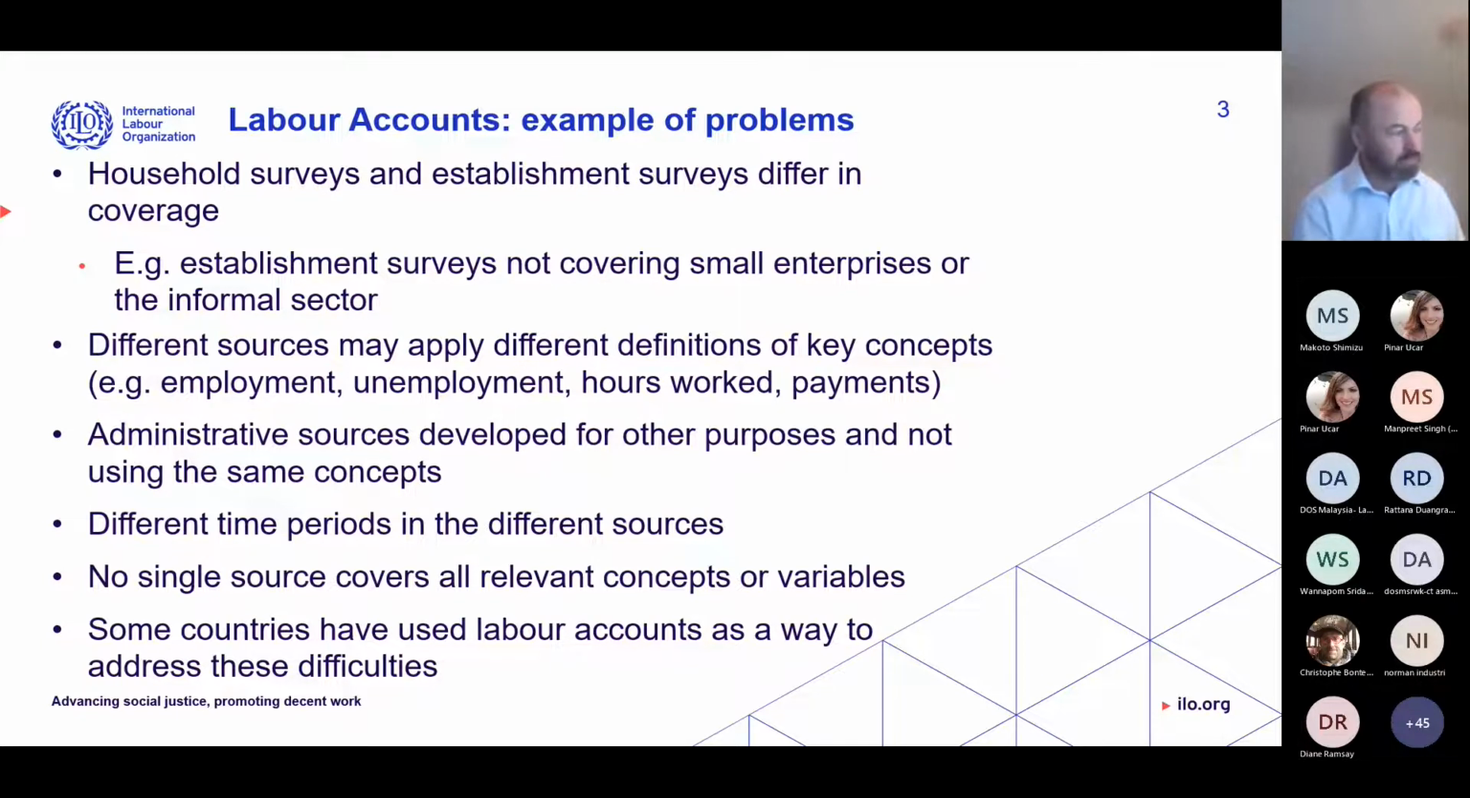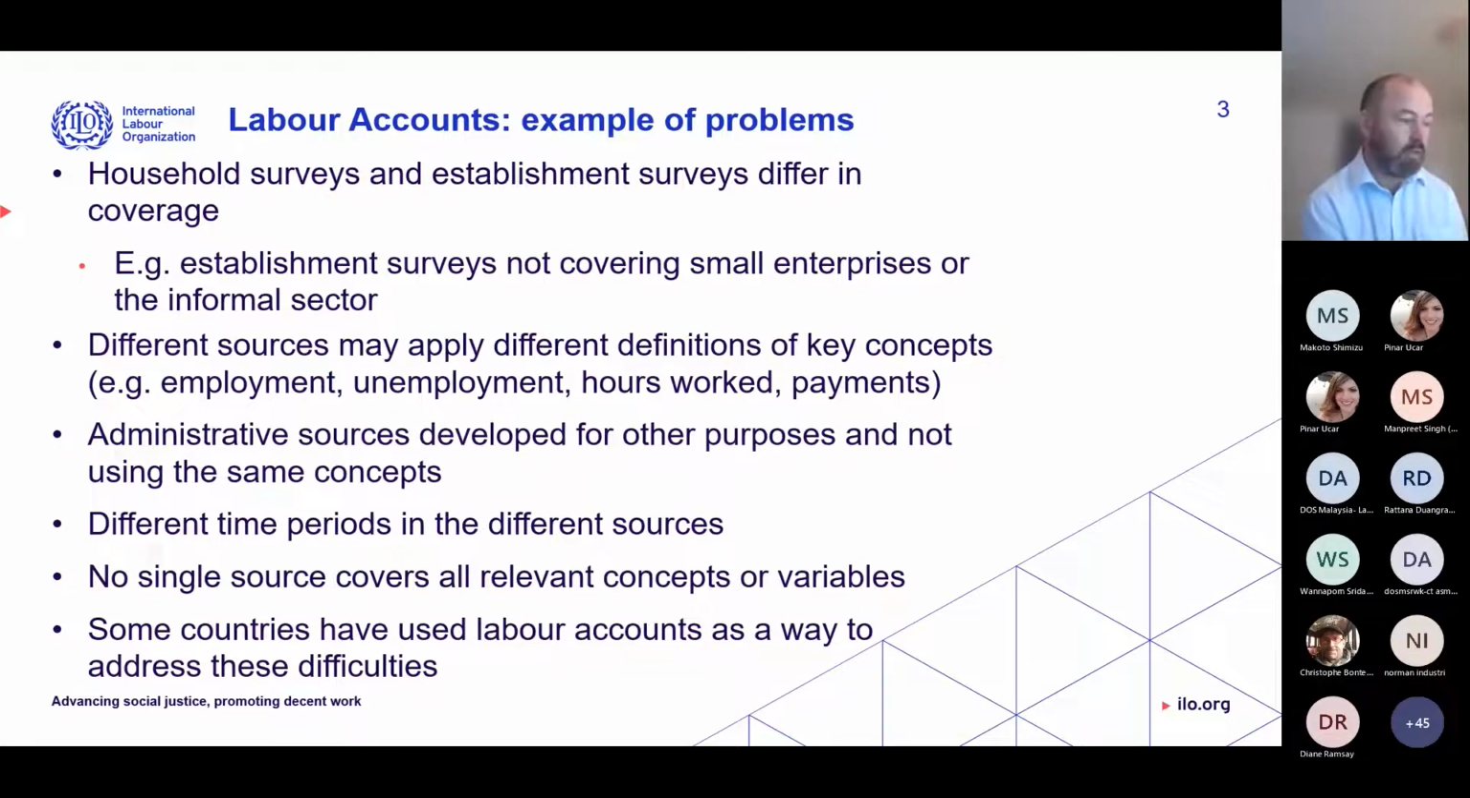Another very specific problem is that you'll have different time periods in different sources. So you may have an establishment survey which is compiled across a year. You may have a labour force survey which is compiled quarterly, or you may have monthly surveys, or you may have administrative sources which are available weekly, all of which create some difficulty in reconciling or jointly analysing the data.